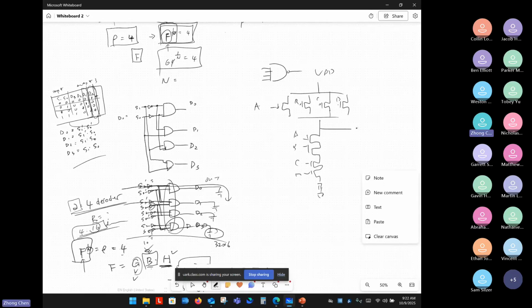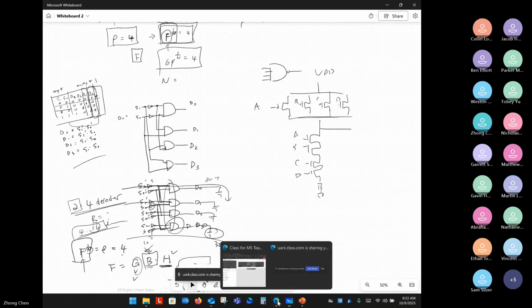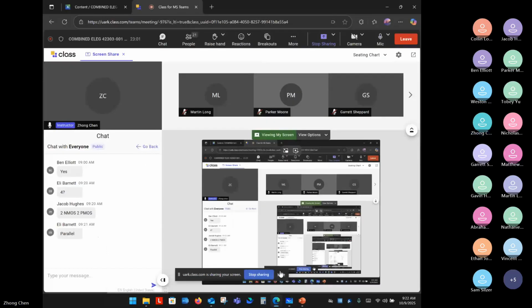So what is the next step to calculate the G value? I have the schematic here, a transistor level schematic, right? But in order to calculate the G value, I have to know what?